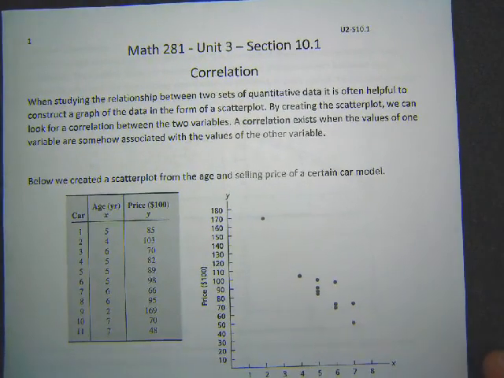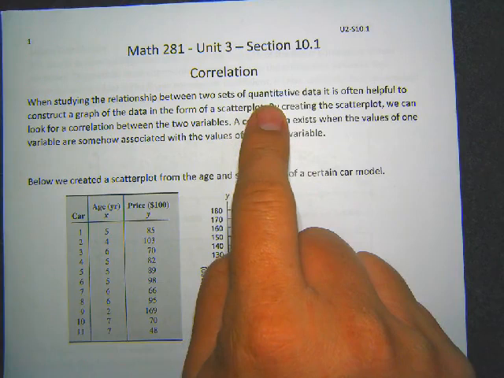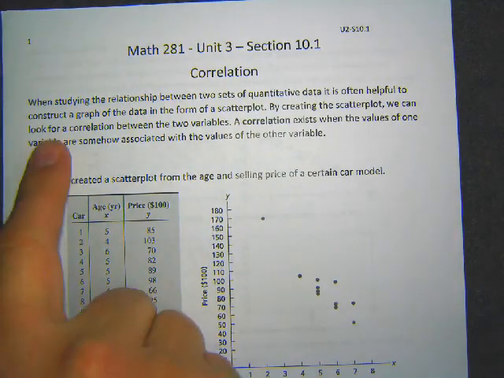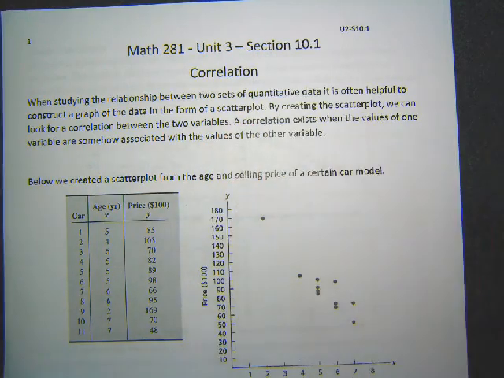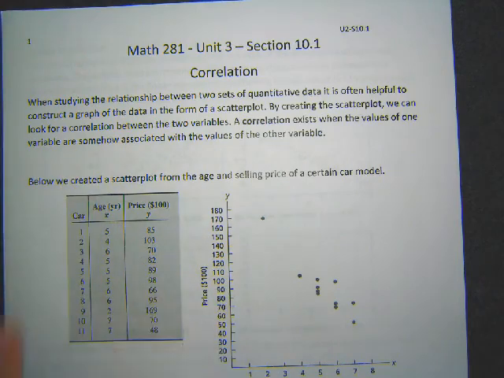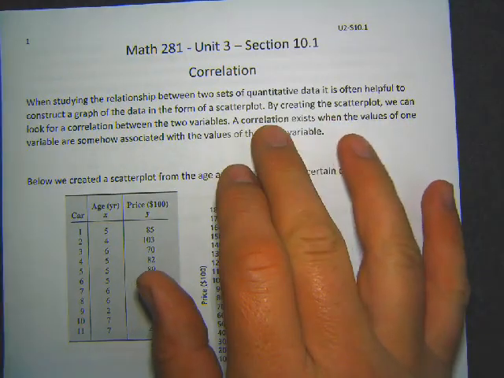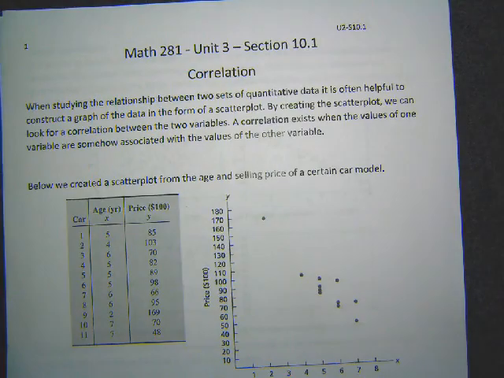When I study the relationship between two sets of quantitative data, it's often helpful to construct a graph called a scatter plot. By creating the scatter plot, we can look for some kind of correlation between the two variables in the set of data. The correlation exists when the values of one variable are somehow associated with the values of another.